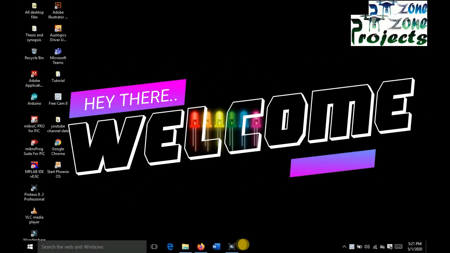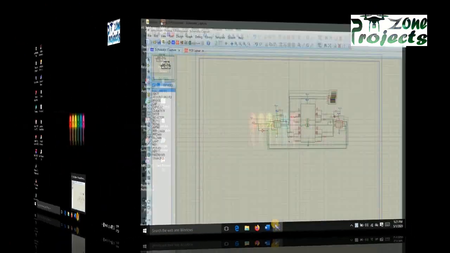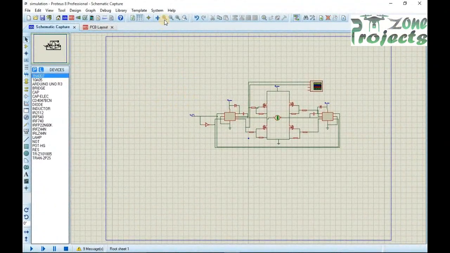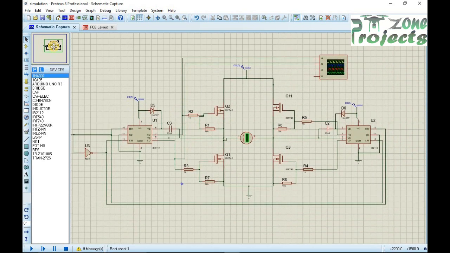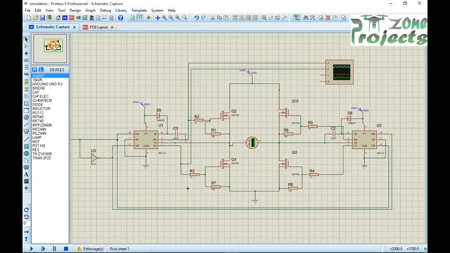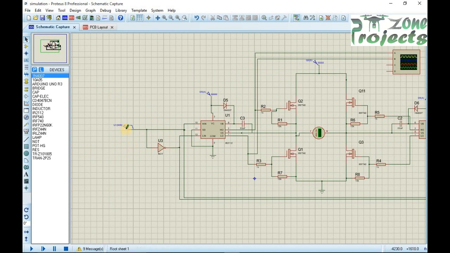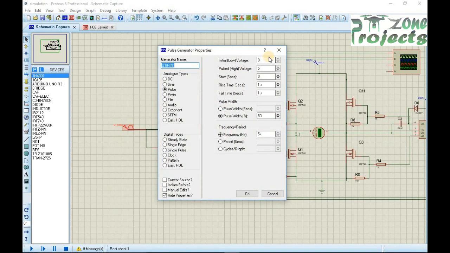Welcome to Project Zone. This tutorial is about the simulation of H-bridge using PIC controller. Strategy used to drive the gate signals of MOSFETs is SPWM. I had already designed an H-bridge using IR2110 gate driver ICs and the pulse signal in Proteus.